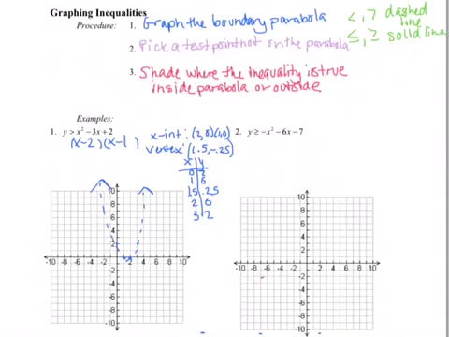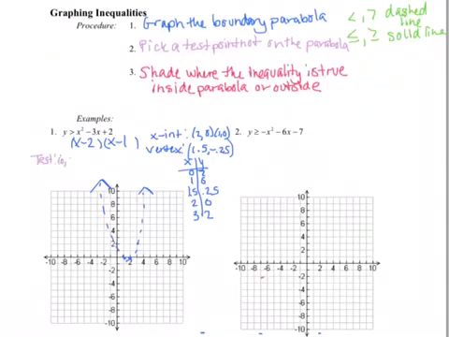Okay, so I've got step 1 done: just graph the boundary parabola. That's what we've worked on all chapter. The next step is to pick a test point not on the parabola. So I think a good test point would be (0, 0) because that's clearly on the outside of the parabola.